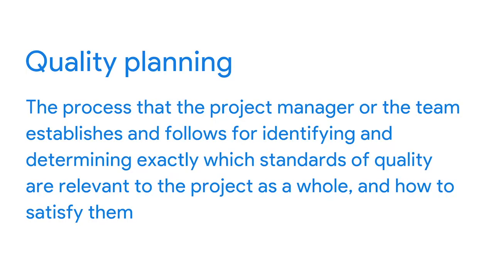Quality planning refers to the process that the project manager or the team establishes and follows for identifying and determining exactly which standards of quality are relevant to the project as a whole and how to satisfy them. We can't just launch a project and assume everything will be okay. That's why planning for quality, with clearly defined standards, processes, and methods of evaluation, is important. It helps keep you focused on whether or not the project is progressing successfully and alerts you to any adjustments that need to be made to keep the project on track.